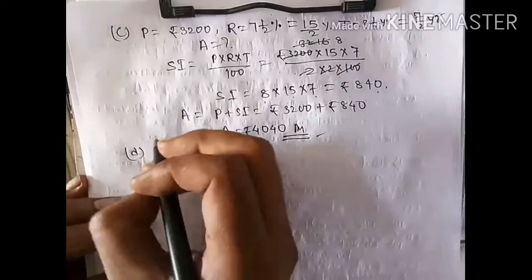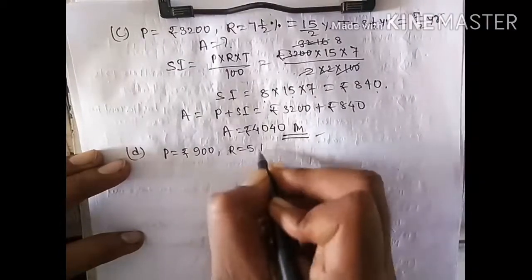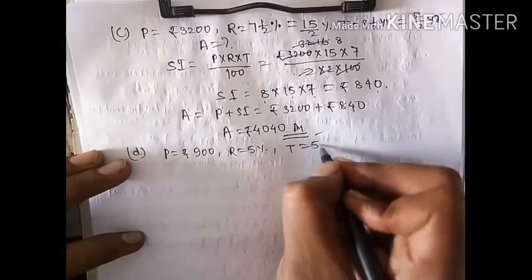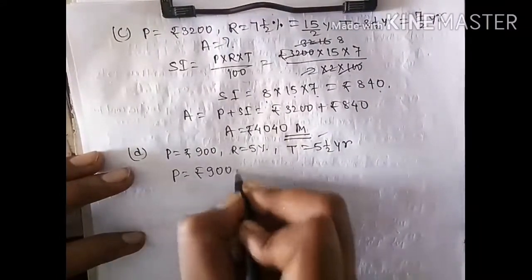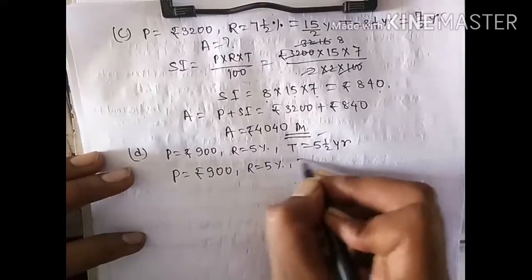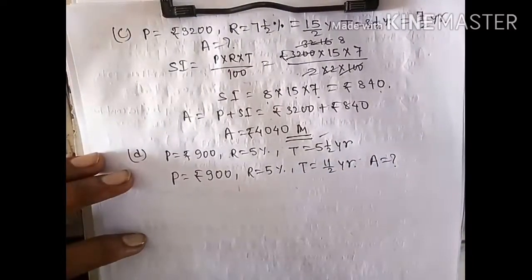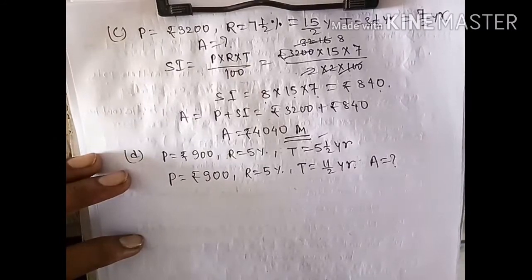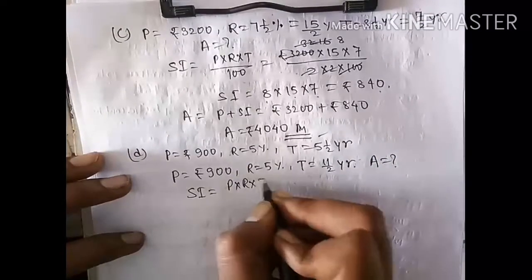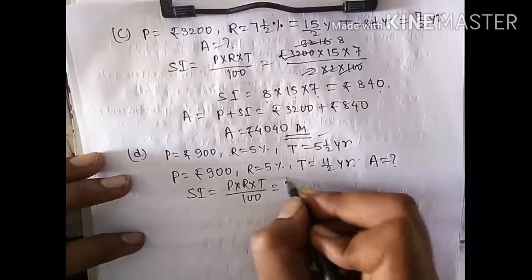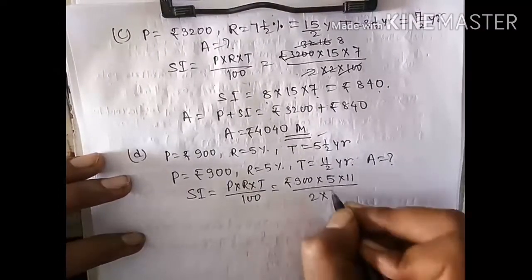Now in question number D, here principal is equal to ₹900, R is equal to 5%, T is equal to 5 whole 1/2 year. ठीक है, तो P is equal to ₹900, R is equal to 5%, time is equal to 11/2 year. Here you have to find amount, but before finding amount you need to find simple interest. So first you have to find simple interest, and what is the simple interest? P into R into T by 100. Here principal is ₹900, rate of interest is 5, time is 11/2 into 100.